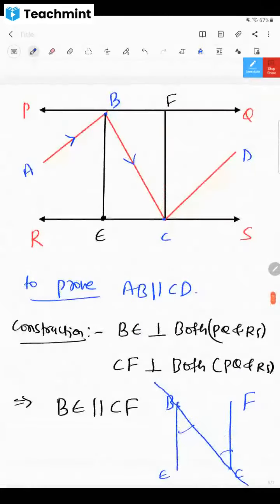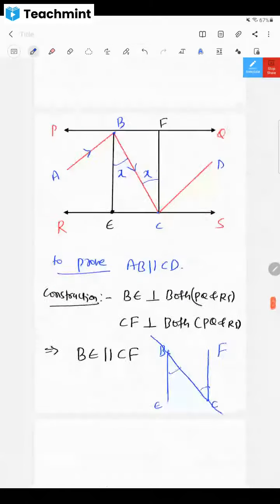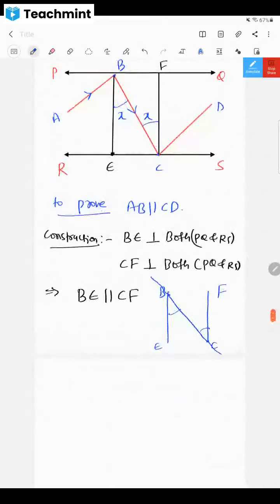Now I can say that this EBC and this BCF both are equal, no? Clear? These are equal, so I will call them X and X. I will call both of them angle X. Okay, I don't want to take trouble for myself.